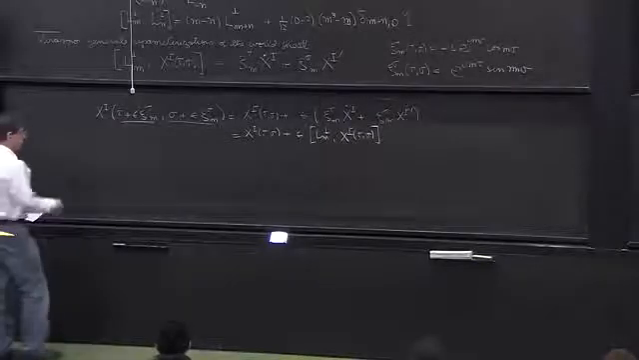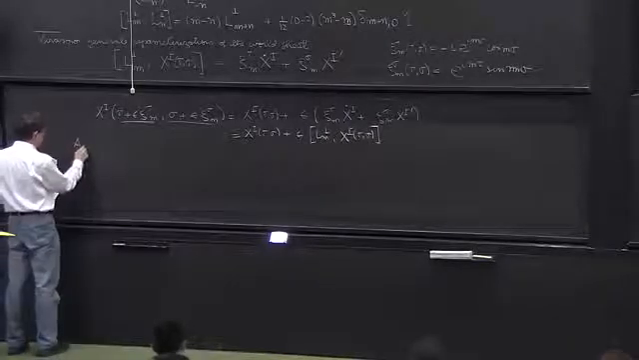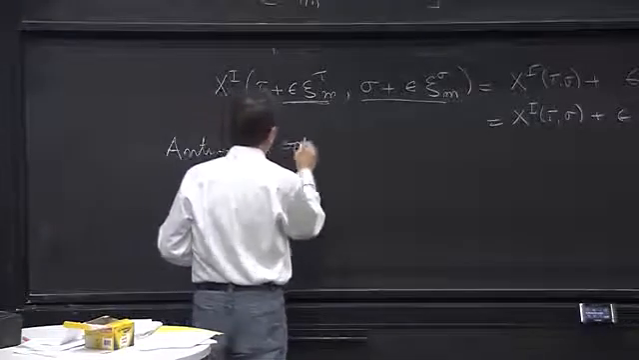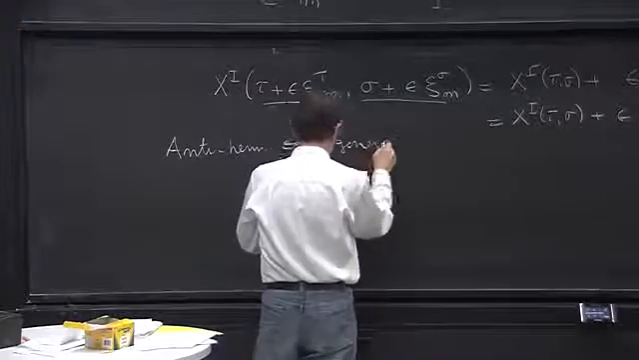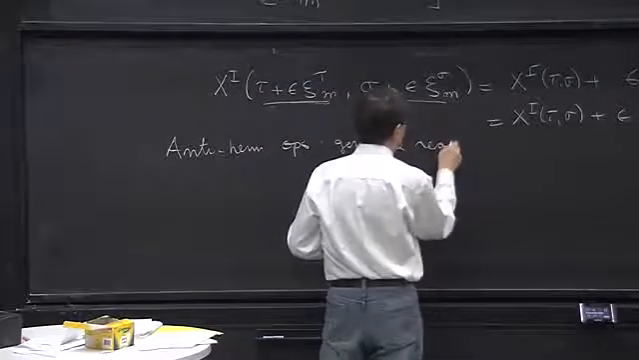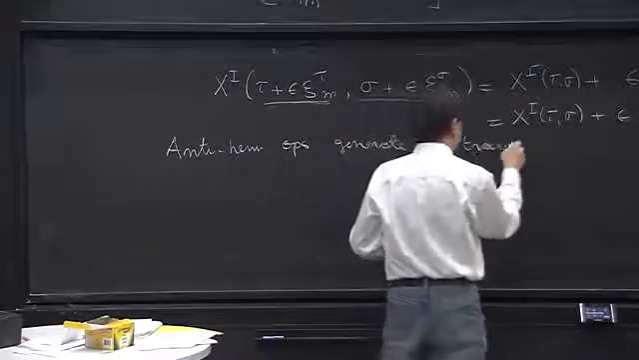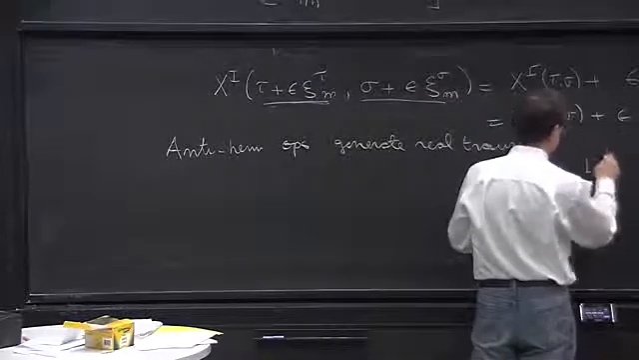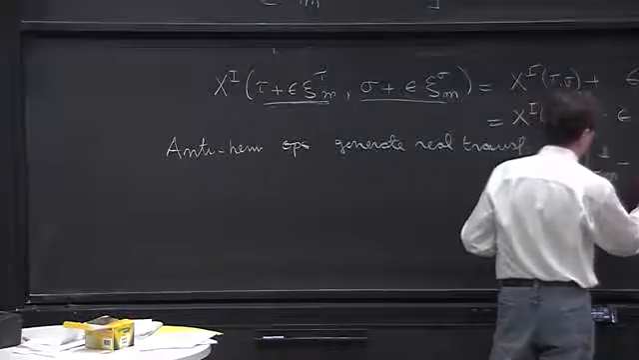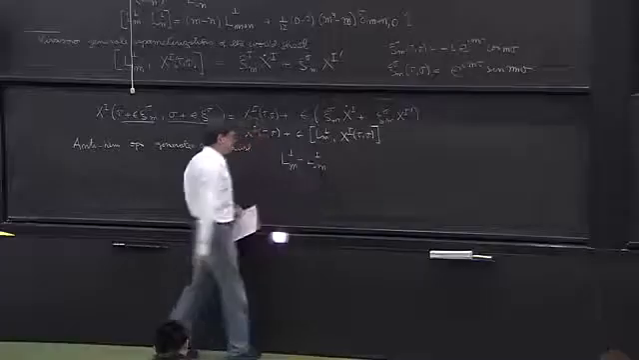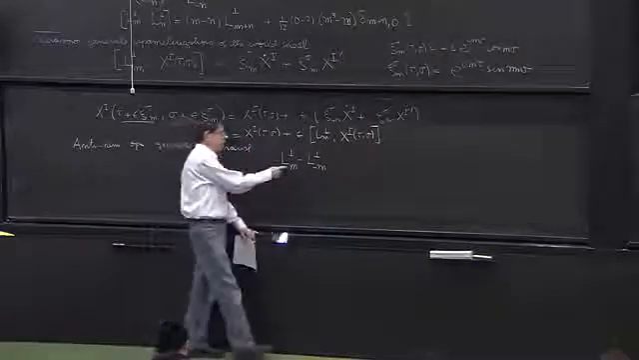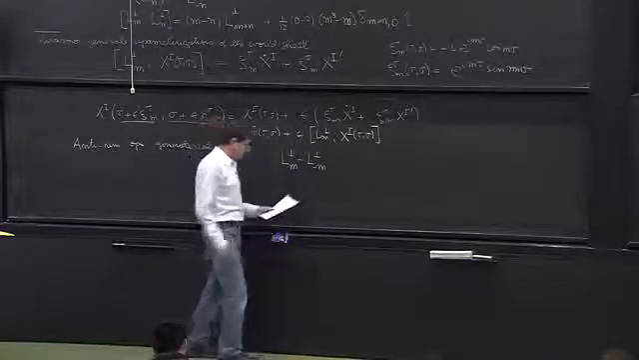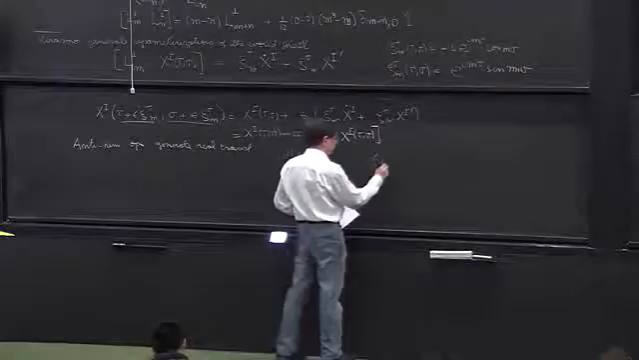So anti-Hermitian operators generate real transformations. And these combinations are, for example, L_m perp minus L_{-m} perp. If you take the dagger of this, it gives you this with a minus sign, so it's anti-Hermitian. Or, the other way around, you can form a Hermitian combination.